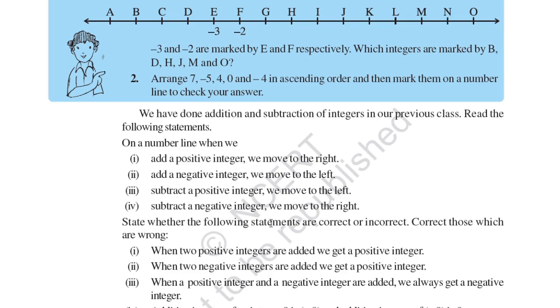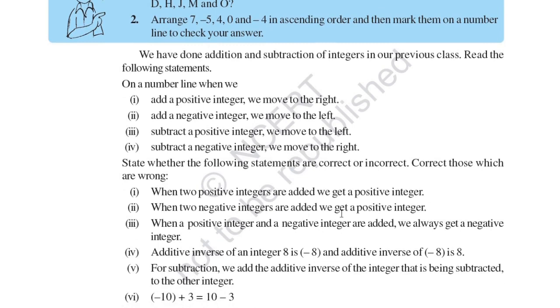State whether the following statements are correct or incorrect. Correct those which are wrong. When two positive integers are added, we get a positive integer. So it is true. When two negative integers are added, we get a positive integer. So this is false. When two negative integers are added, we get a negative integer. When a positive integer and a negative integer are added, we always get a negative integer. So this is also false.